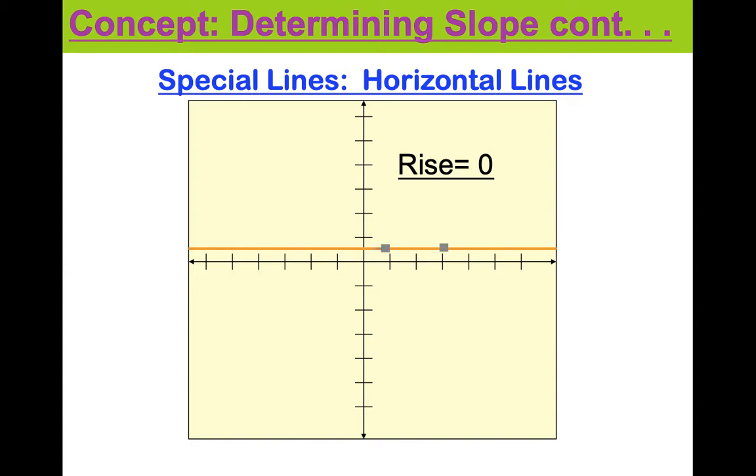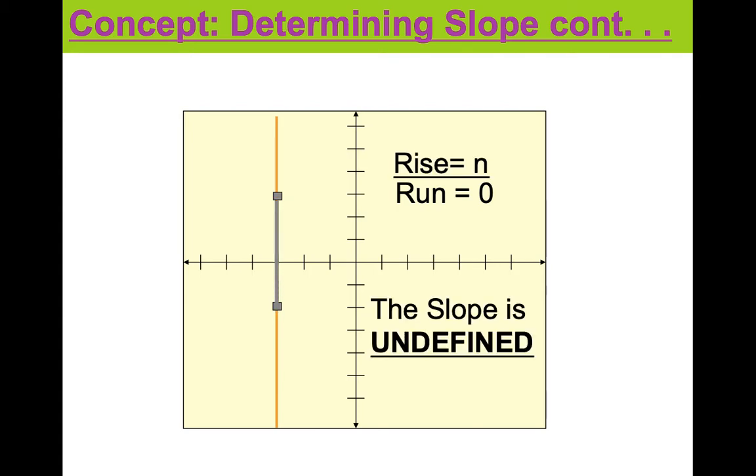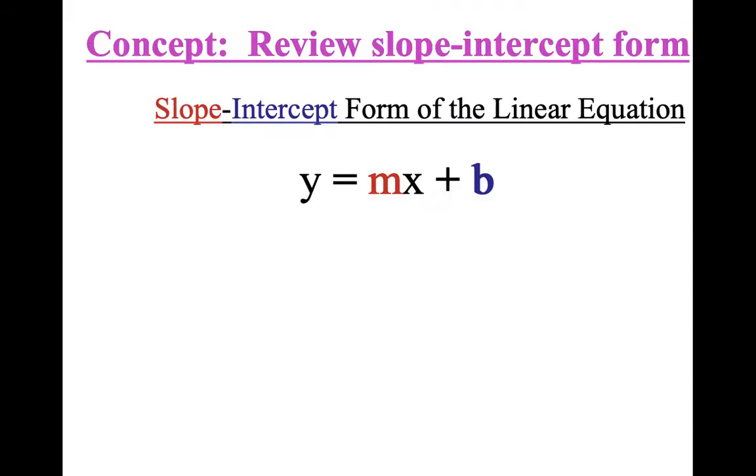So here, with horizontal lines, there is no rise, and the run could go on forever, that it's 0 over whatever, 0 over 3, 0 over 4, 0 over 8. So it's 0 over whatever, which is just 0. As opposed to a line that goes straight up and down. The run could be 0, but the rise goes on forever. Because it's over 0, it's undefined. Any fraction over 0 is undefined.